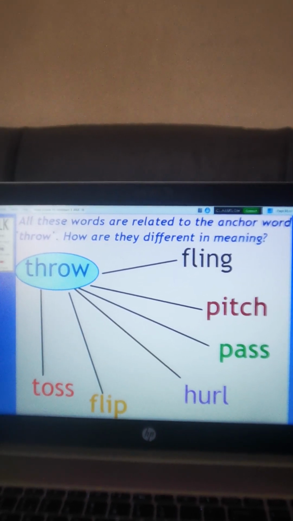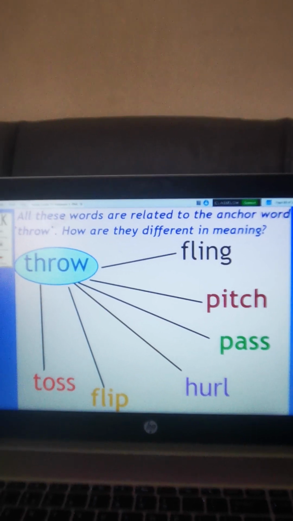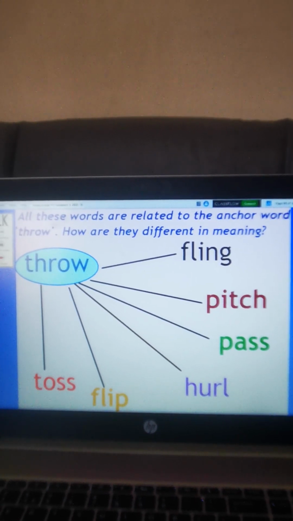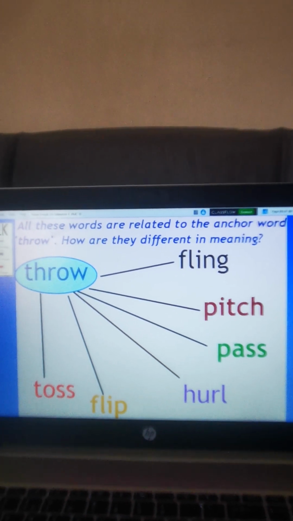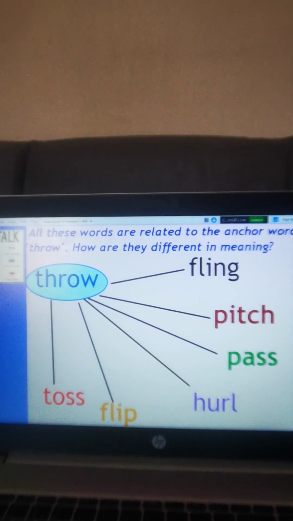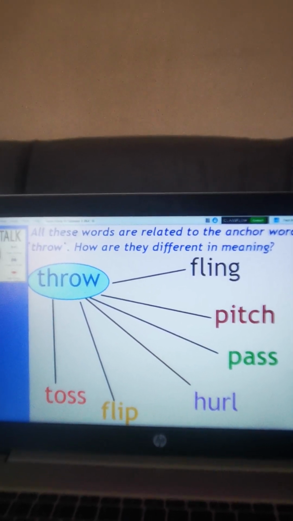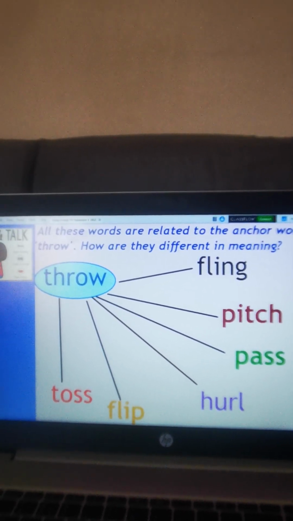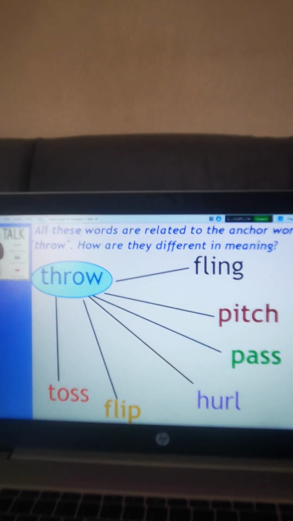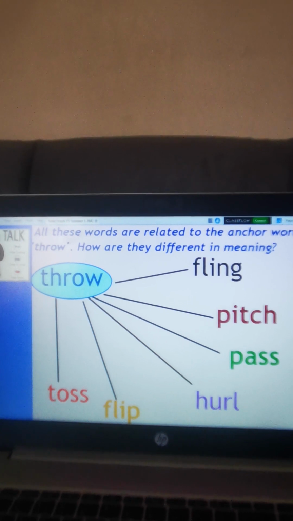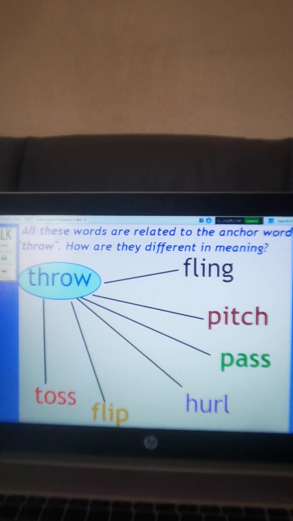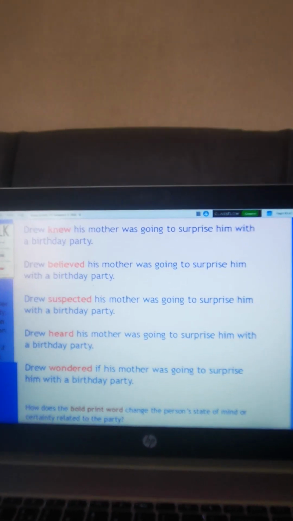At this point in the class, I had an orange, so I could model to them what the different words like fling, pitch, pass, hurl, flip, and toss meant, and what the difference in the impact or the intensity of that action of throwing was based on whichever word I chose to use. And it could be contextual meaning, isn't it? You're not going to flip a football, you're going to pass a football when you're playing. So there are different contexts and impact from choosing words.